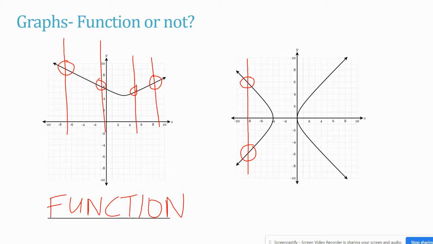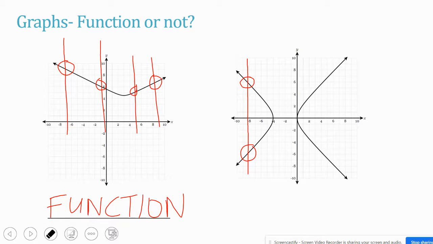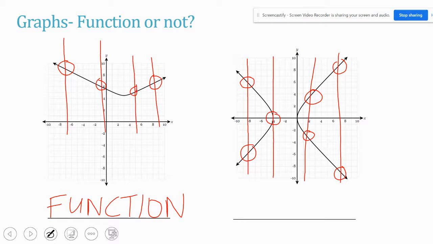I'm going to keep going. I'm going to keep testing. So if I look here, actually I'm going to do that one more time just so you can get a clear idea of what I'm trying to do. If I draw a line right here, we can see that it really only hits once. But because it hit twice here, this is not a function. Same thing's going on over here. It hits twice. It's hitting more than once, so that makes this not a function.